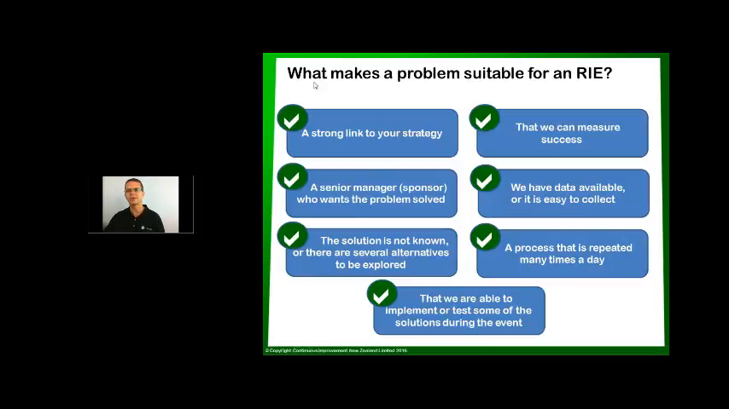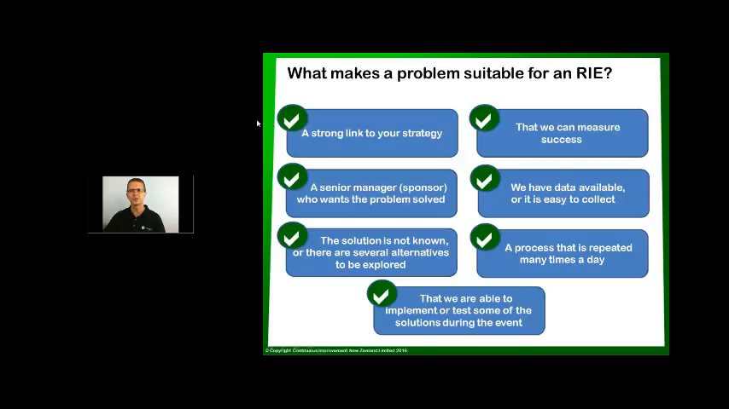But seven key questions really. First one is quite an obvious one. Is there a strong link to your strategy? So really we shouldn't be running the event if it doesn't link to the strategy of your organisation. The next one is, do we have a senior manager, someone who's going to act as the sponsor for the event? And I'll talk about that role a little bit later.